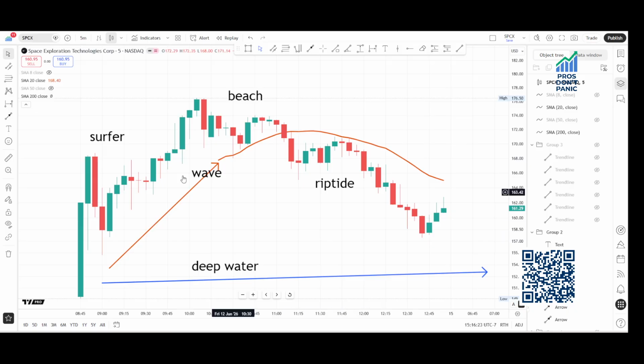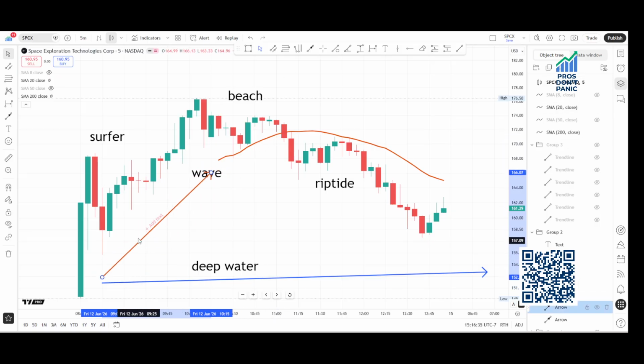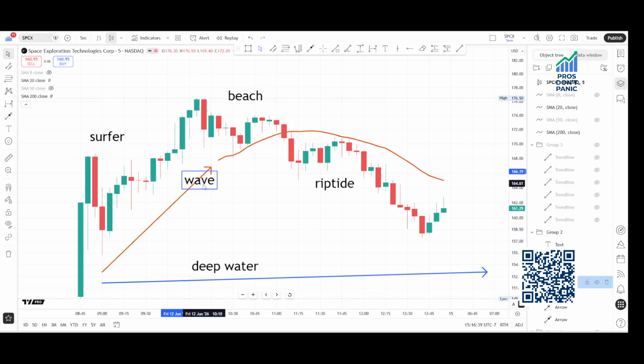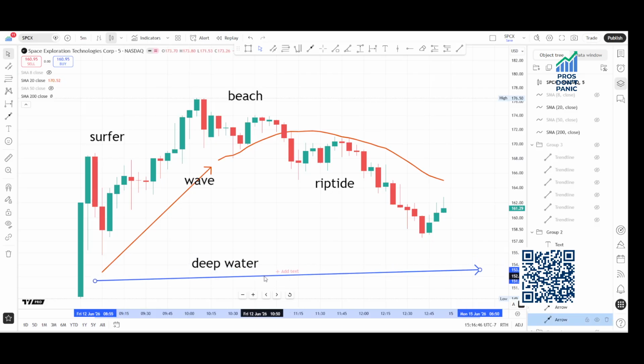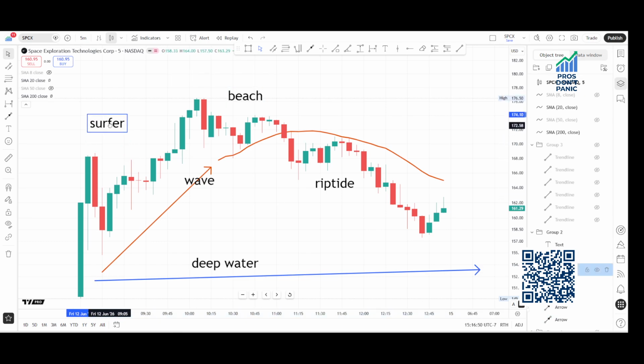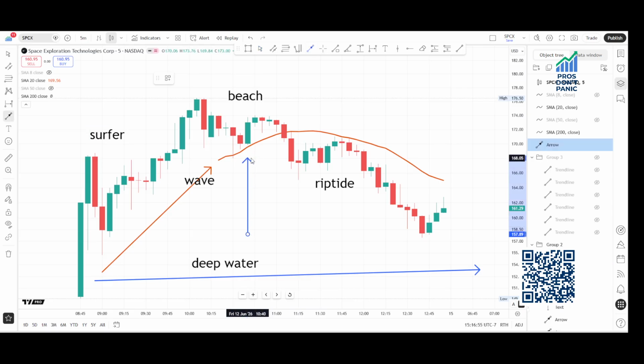Now, what I have here is what I call the coastline. The blue is the 200 period moving average. The orange is the 20 period moving average. I had to fill this in because there was no 20 period moving average in the first 20 candles because it's brand new. This is what I call the wave. This is the deep water. This 200 period moving average is simulated simply because there is no 200 period moving average on a brand new stock. The surfer is the market surfing up this wave, going toward the beach.